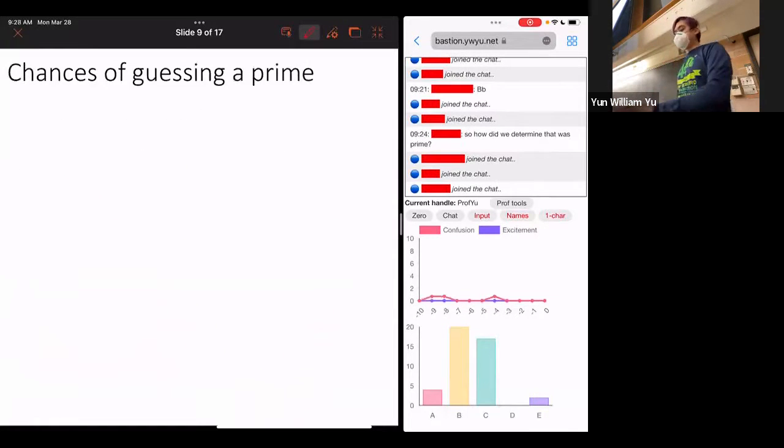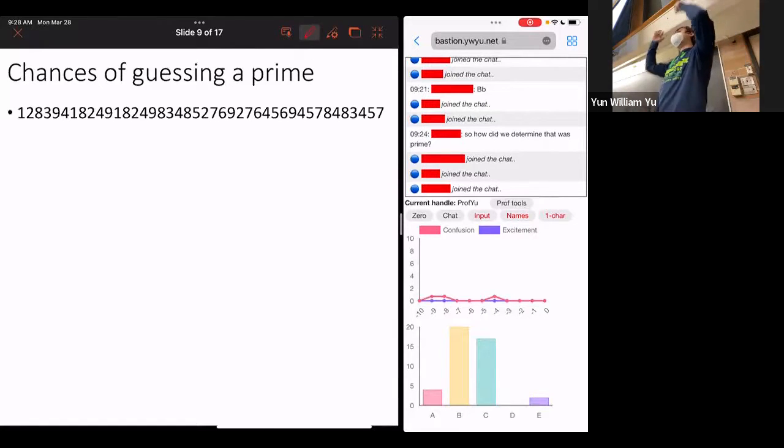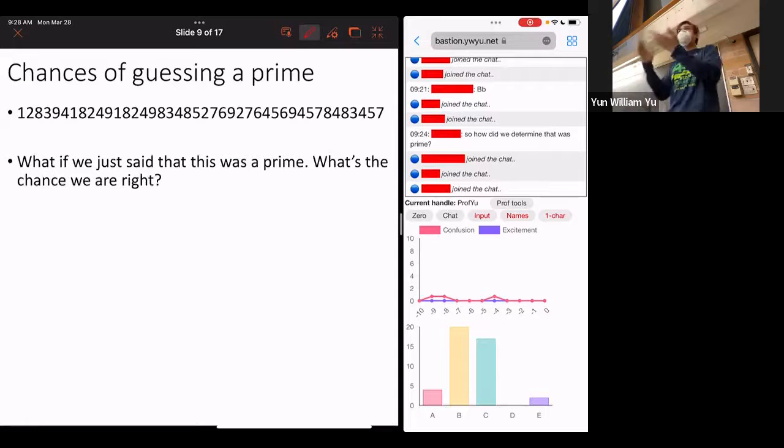Well, one thing you could do is maybe you can just guess that it's prime. You don't know that it's prime, but what if we just said that it's prime? What's the chance that we're right? I wrote down this number, and I'm going to say, I claim that it's prime, and because it's really hard to prove that it's prime or not, it's really hard for you to disprove it. What's the chance that I'm right?